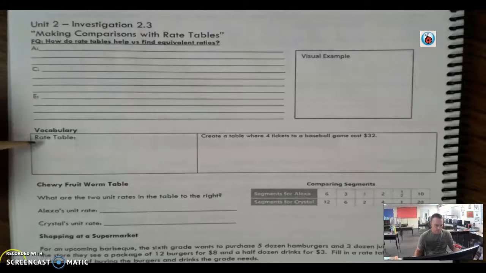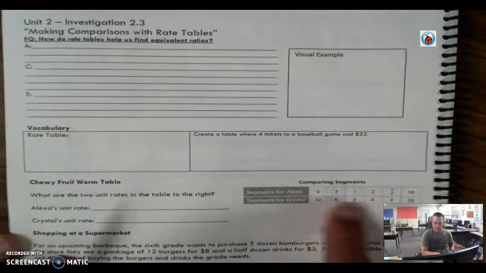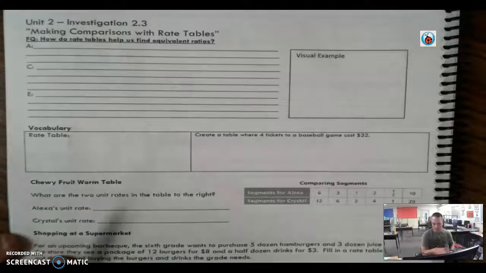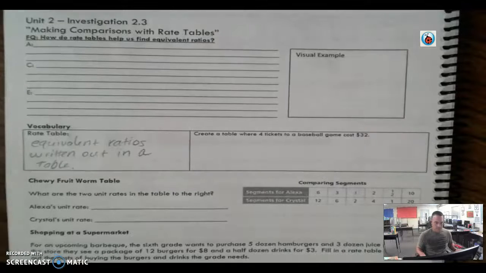Let's start with that. A rate table is a list of equivalent ratios written out in a table. So it's like this right here, right? That's pretty easy. And what is an equivalent ratio? Well, it's going to be a fraction that increases by a specific number. And I'll show you how to do it.